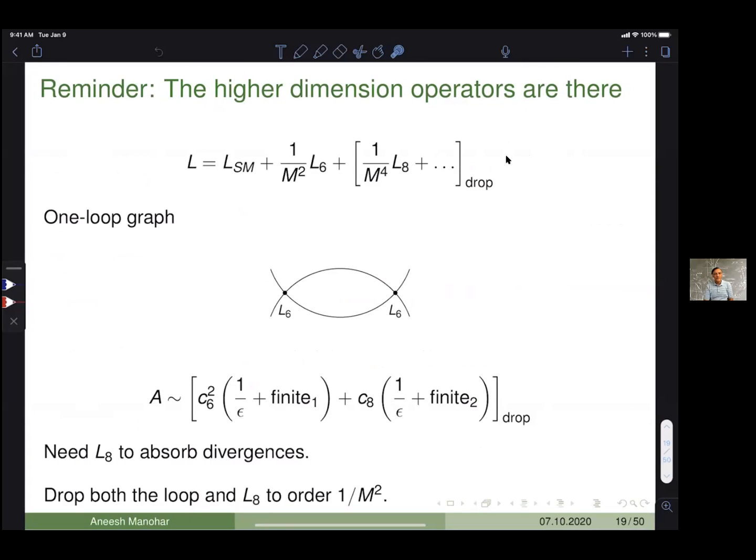One reminder to people working on this: if you start truncating your expansion, like in the EFT, you stop at dimension 6 and throw all of this away. The operators are still there, whether you write them or not. So for example, if you do a loop graph with two insertions of dimension 6, you'll get a divergence at dimension 8, and you have to put the counterterms and the renormalization pieces there. So even if you would like to drop them, you can't, they're there.